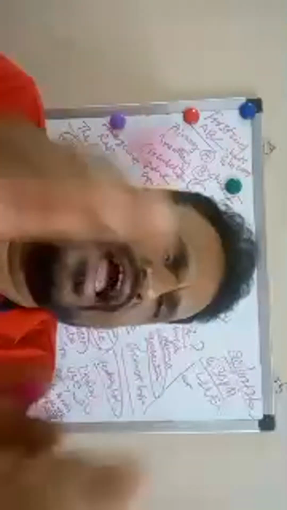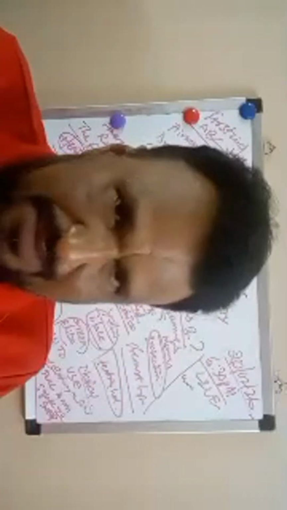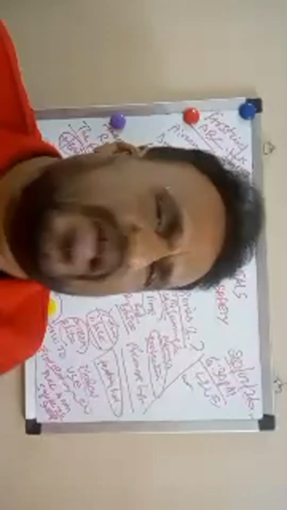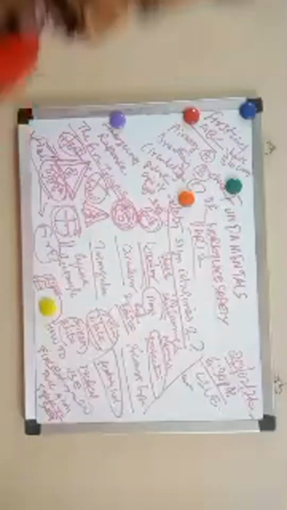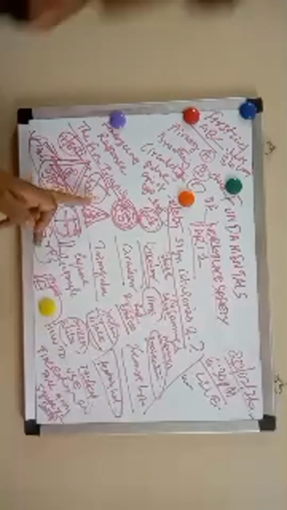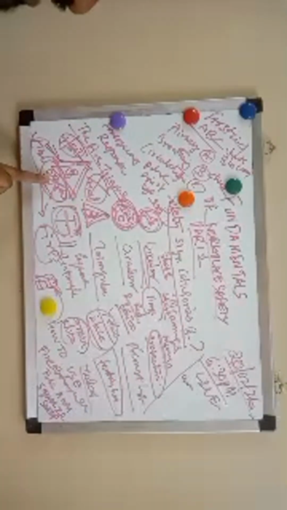So the fire triangle is the basics. It's fundamental for workplace safety. Every safety professional must know it. What is the fire triangle? In this, heat is there, fuel is there, then oxygen is there.